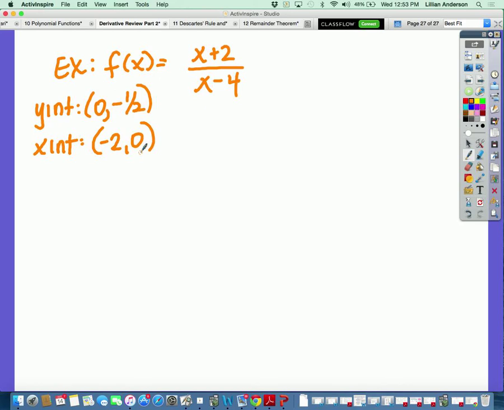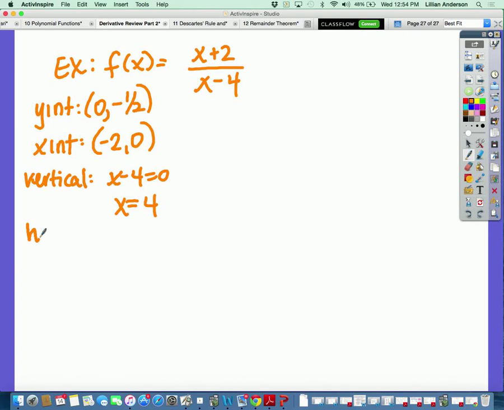Let's find our asymptotes. That's very much key. Let's find our vertical asymptote. That is when you set the denominator equal to 0. So x equals 4.